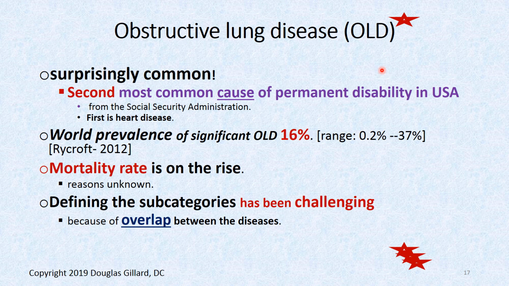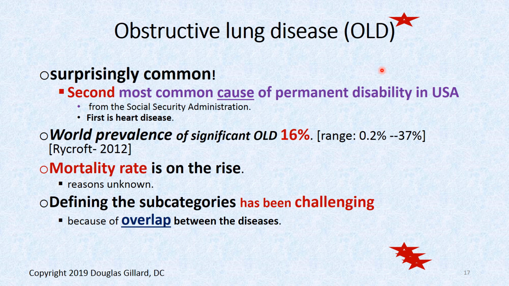These are very common. Perhaps surprisingly, they're the second most common cause of permanent disability in the United States, according to the Social Security Service. Number one is heart disease. In the world, the prevalence of this problem is 16% of obstructive lung disease. So it's a pretty crazy number. The mortality rate is on the rise despite better education and better treatments. It's still on the rise, so it's not a good disease to develop.